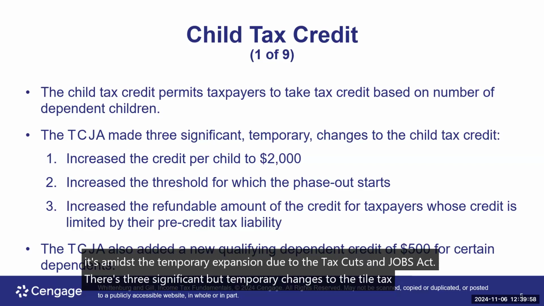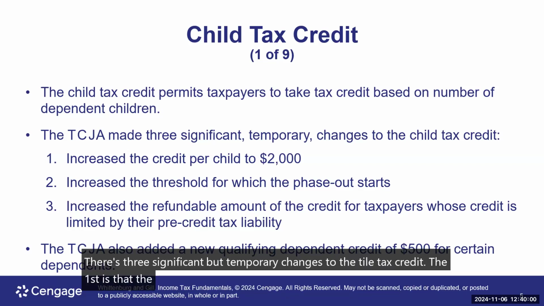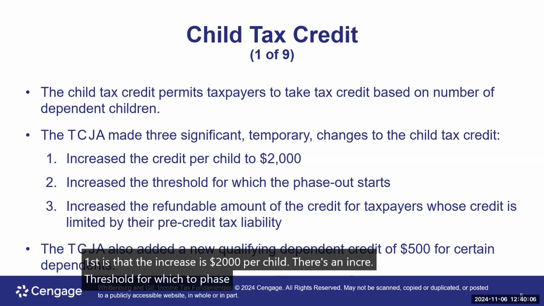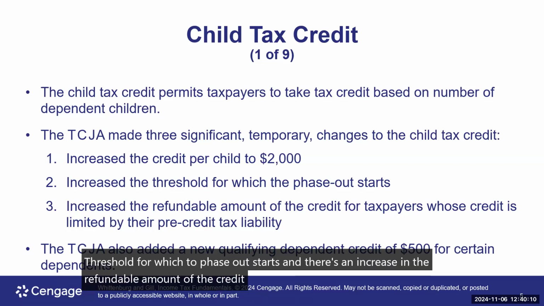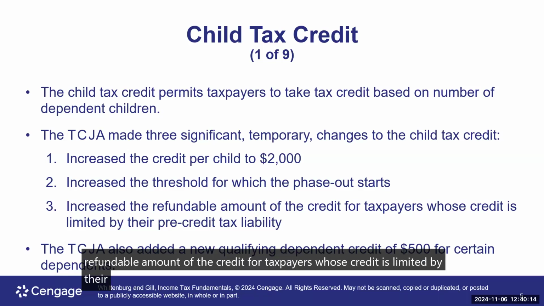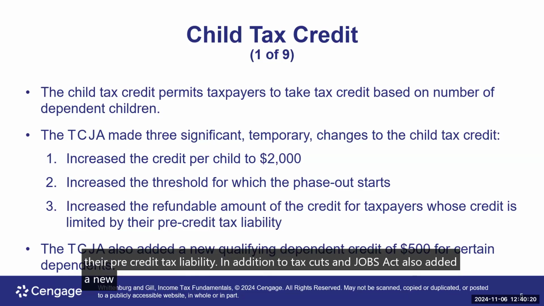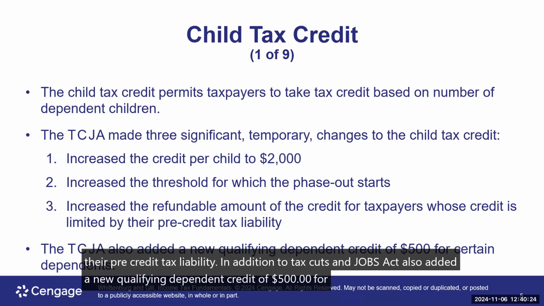The first is that the increase is $2,000 per child. There's an increased threshold for which the phase out starts, and there's an increase in the refundable amount of the credit for taxpayers whose credit is limited by their pre-credit tax liability. In addition, the Tax Cuts and Jobs Act also added a new qualifying dependent credit of $500 for certain dependents.